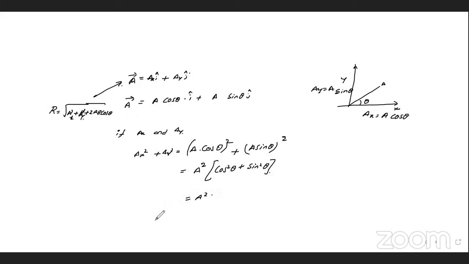So from this relation, I need to find your resultant A. So A is equal to the square root of A_x square plus A_y square. Remember it. So when these two vectors are mutually perpendicular to each other, the resultant A is equal to the root of A_x square plus A_y square. Remember it.